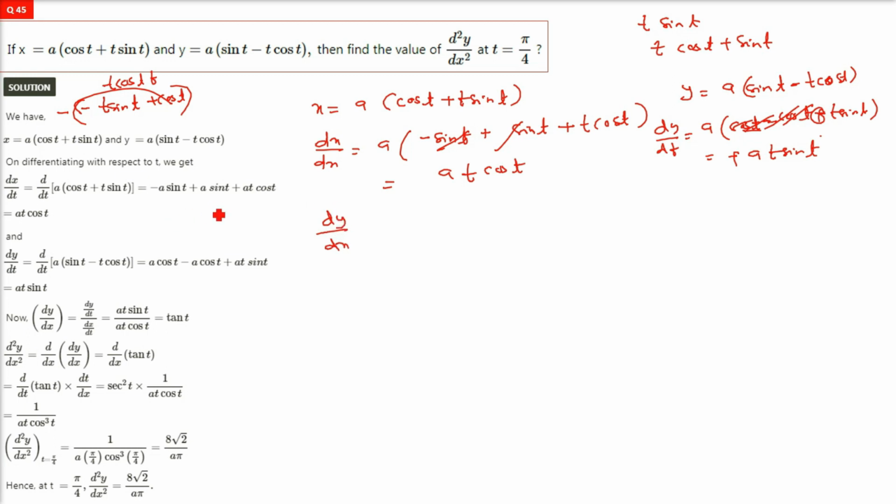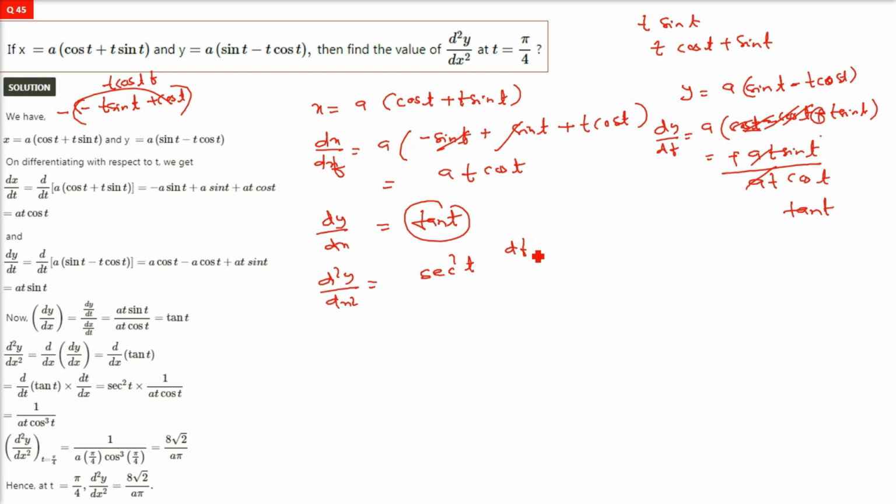Alright, so dy by dx will be dy by dt divided by dx by dt. Let us divide them. So we have a t gets cancelled, sin t by cos t is tan t. So dy by dx is tan t. Now d2y by dx2 we have to compute. This is tan t, so the differentiation is sec square t, but we'll not stop it here because we are differentiating with respect to x, but we have t on the right hand side, so we have to do dt by dx also.